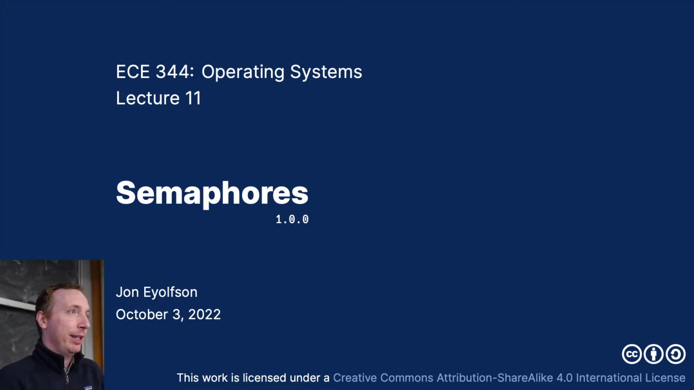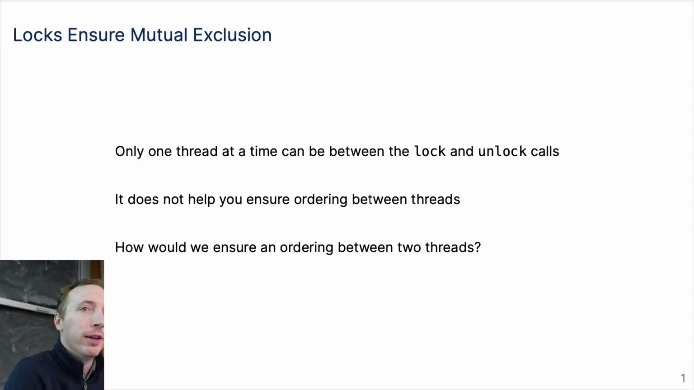All right, so today we'll be talking about semaphores, more fun synchronization primitives. So we saw locks before that ensure mutual exclusion so that, between a lock and an unlock call, we have a critical section, and we know only one thread can be there at a time. So if we have accesses to the same memory location, there can't be any data races because it needs 2 concurrent accesses. But it does not help ensuring ordering between threads, which is something we might want.